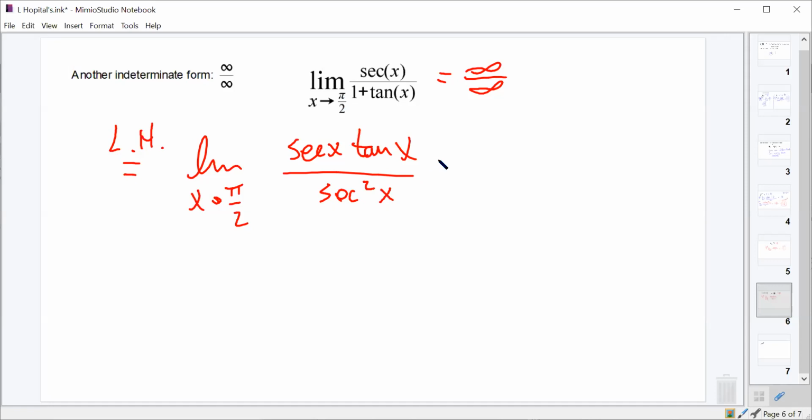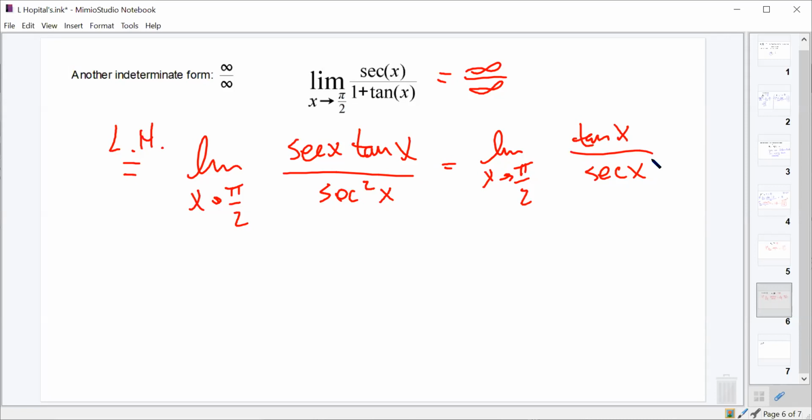Well, hopefully you can see that we can at least get rid of the secant in the numerator and one secant in the denominator, right? Might as well simplify a little. But tangent x over secant x, well, what does that equal as we go towards pi over 2? Again, infinity over infinity. That's another infinity over infinity.